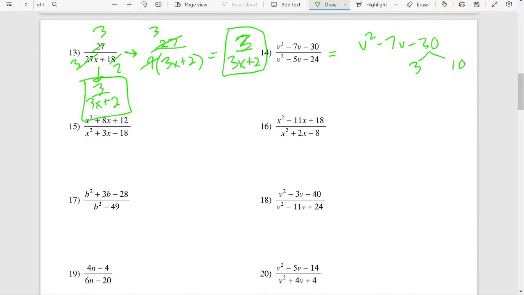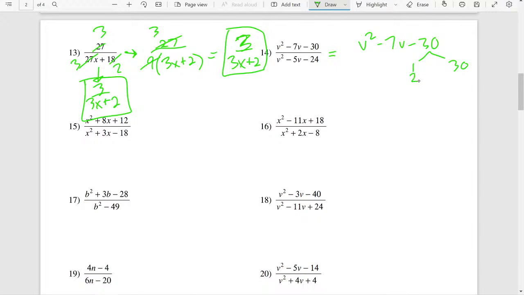Now, if you can't think of the things that go to 30, it's okay. You don't have to think of them right off the bat. Let me go back here. What if you didn't think right off the bat that it was 3 and 10? Well, you could start with 1 and 30. We need to subtract because I should be getting negative 30 when I multiply, so I need to be subtracting 1 and 30, which is plus or minus 29, depending on if you do 30 minus 1 or 1 minus 30. But neither of those make 7 or negative 7.